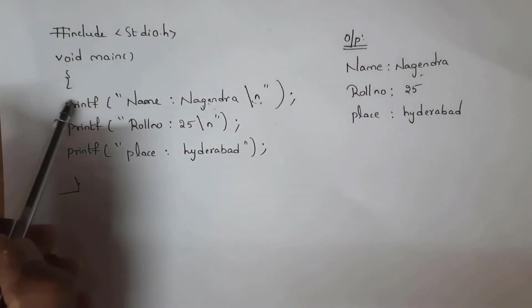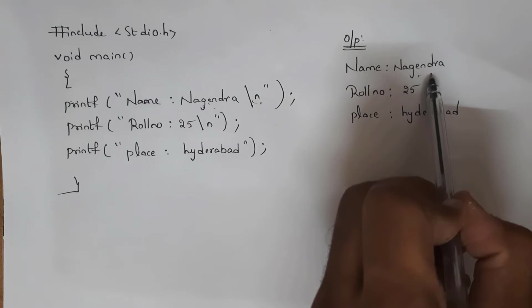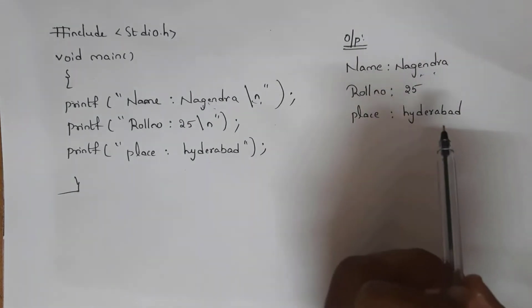This is the C program which I wrote in order to get this output: name Nagendra, and in the next line roll number 25, in the next line place Hyderabad.